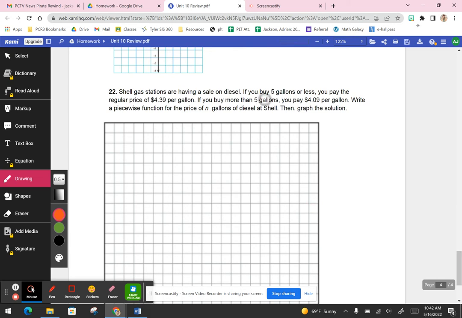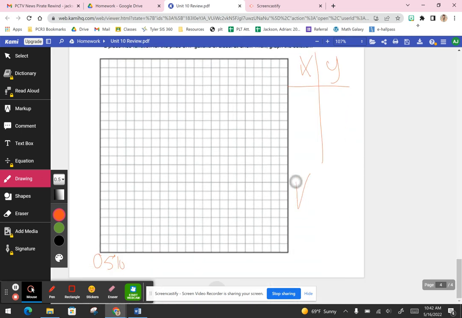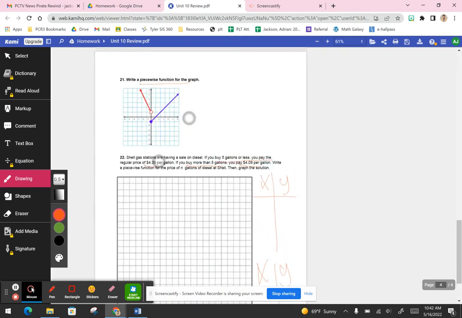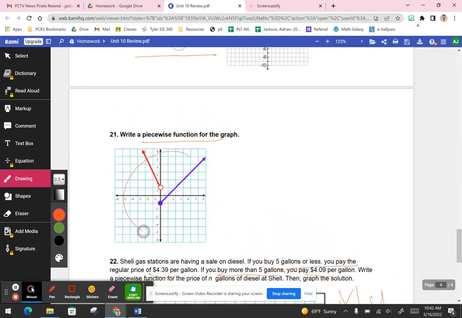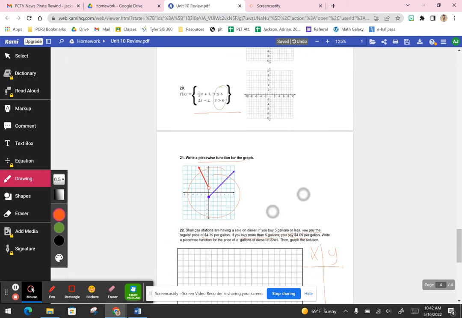So we have if you buy 5 gallons or less, what you pay. If you buy more than 5 gallons, what you pay. So this one will have 2 different lines. And remember, you want to write the equations for those and then make an X and Y chart for each of those. So you should have 2 X and Y charts to help you graph each of those. And it should end up looking like a piecewise function like this. Not exactly like those lines, but 2 kind of separate lines.